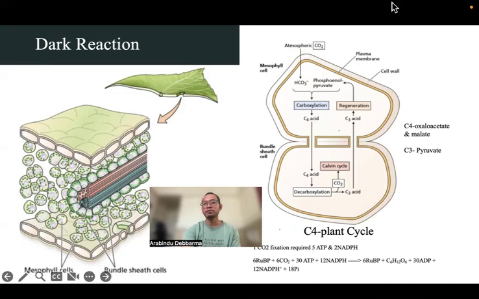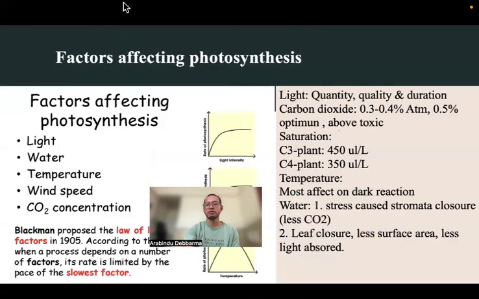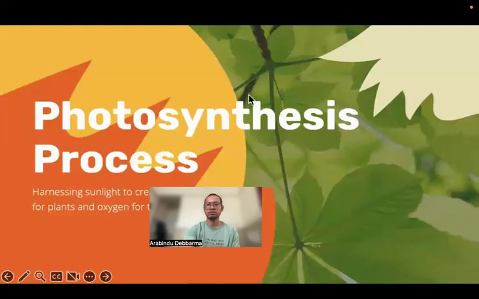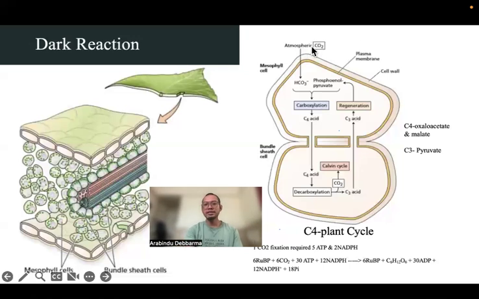They are now transported to the bundle sheath, where this CO2 is again broken down and used in the Calvin cycle. This CO2 is now used in the Calvin cycle. The C3 or the pyruvate is then sent back to the mesophyll cell and regenerated into phosphoenol pyruvate. So this is how the glucose is produced in the case of the C4 plant.